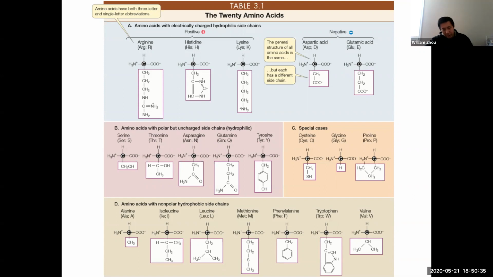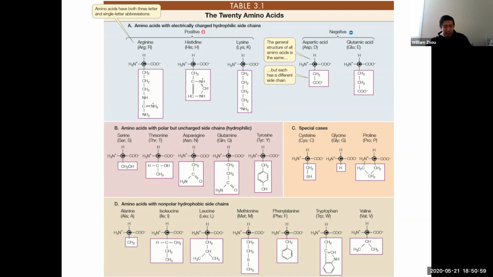On the bottom row, you have the non-polar hydrophobic side chains. These are all carbon-hydrogen bonds. All right, and we learned in the first unit how this is non-polar because of symmetry and a small difference in electronegativity. So as a result, they don't dissolve in water well. So these are the hydrophobic amino acid side chains.